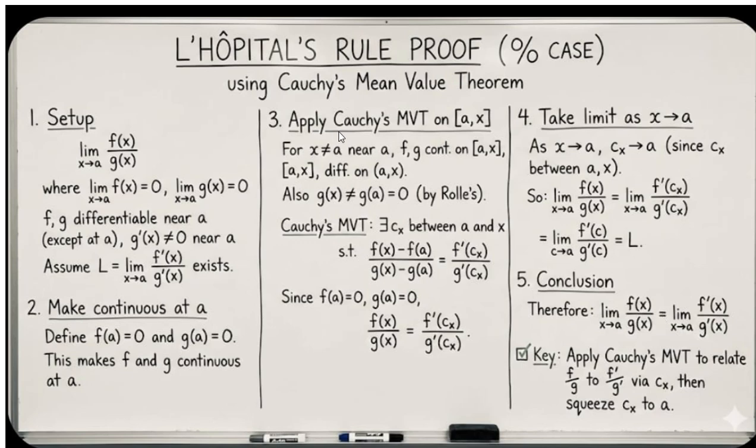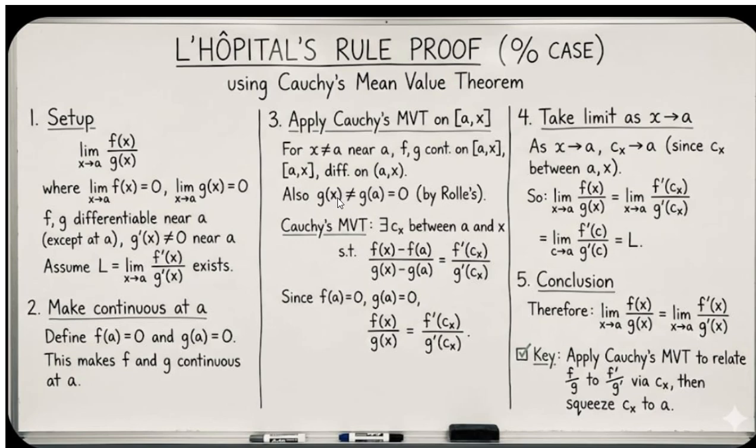Very simple. Whenever f and g are continuous in the closed interval a comma x, and differentiable on the open interval a comma x, and the thing is, sorry, g of x is not equal to g of a.